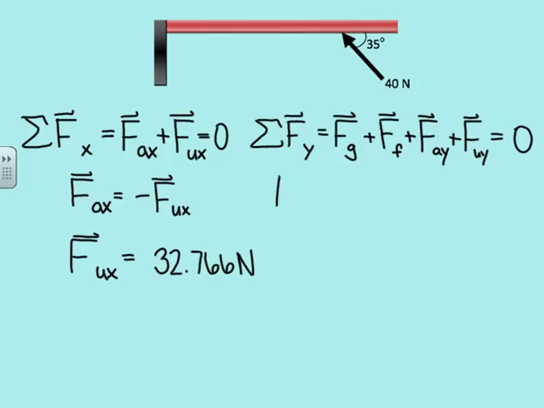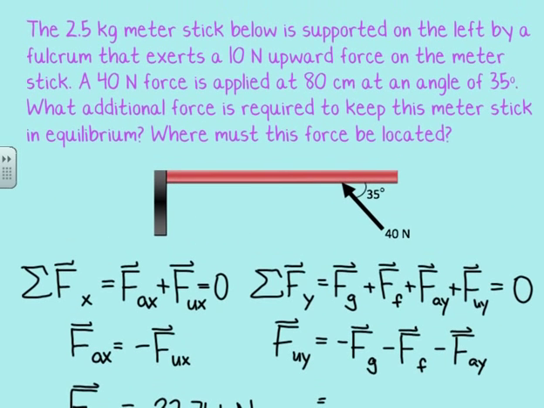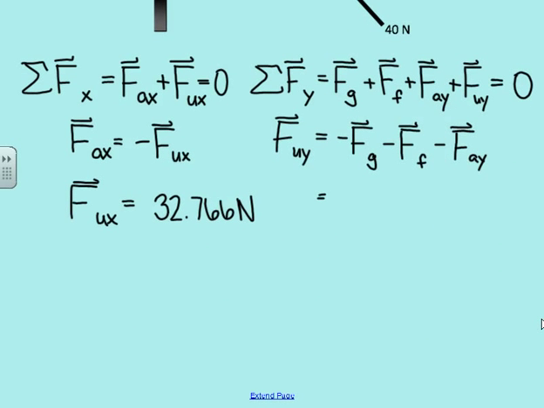Let's now look at the y components. The unknown force in the y direction is equal to negative Fg minus the force of the fulcrum minus Fay. We are told that this is a 2.5 kilogram meter stick, and a 2.5 kilogram meter stick has a force of gravity of 24.5 newtons. We know that force of gravity is always pointed downward, so I would plug in negative for force of gravity, which cancels out the negative sign in front of the Fg.